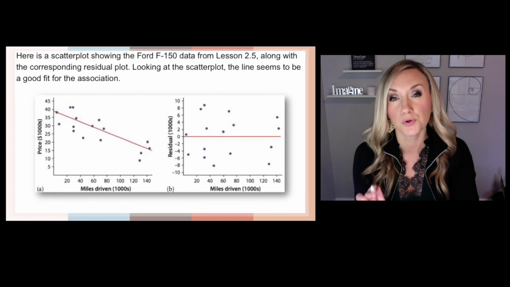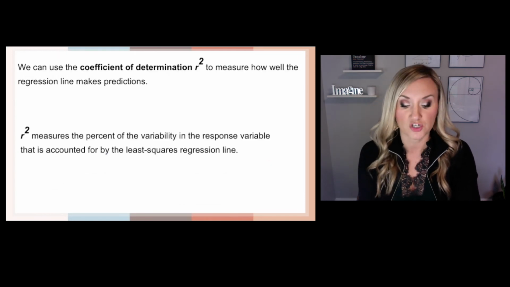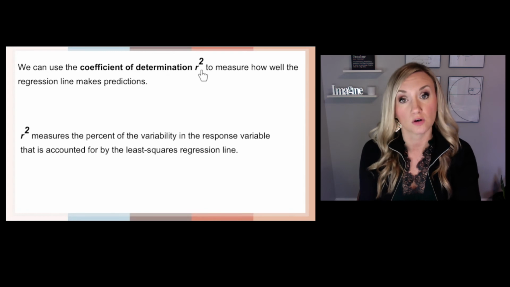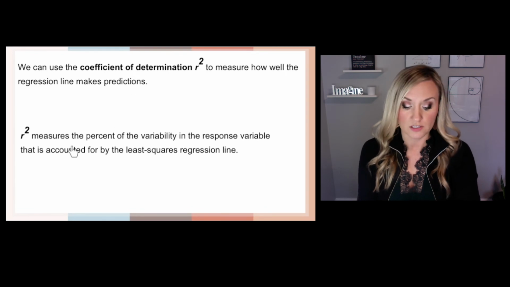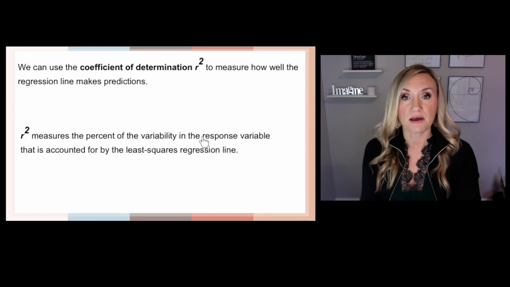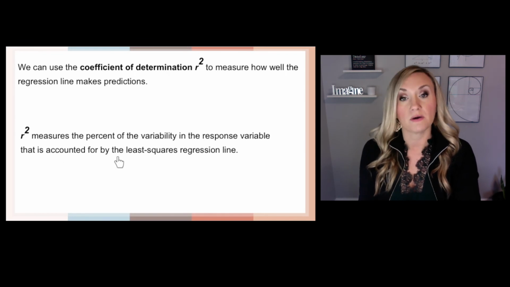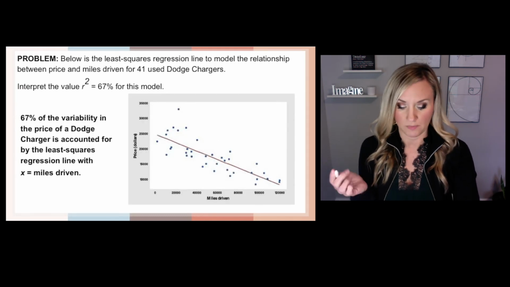But how good is that line? Well, we can use the coefficient of determination, which is called R squared, to measure how well that regression line makes predictions. R squared measures the percent of variability in the response variable that is accounted for by the least squares regression line. All right, so let's take a look at an example.